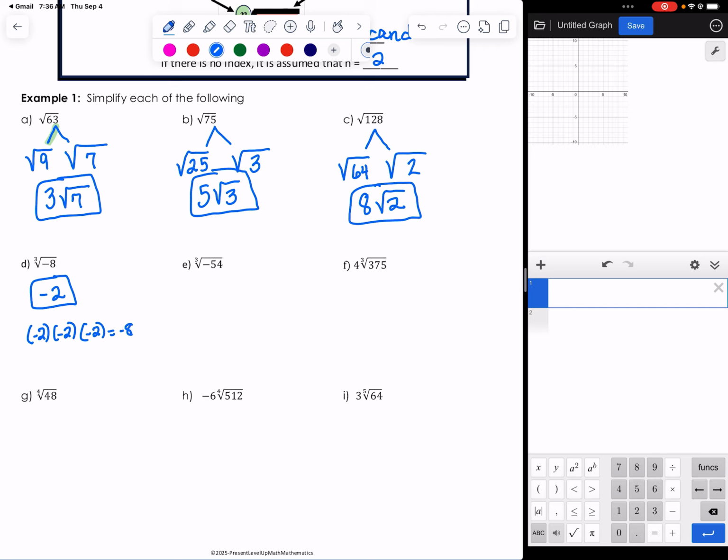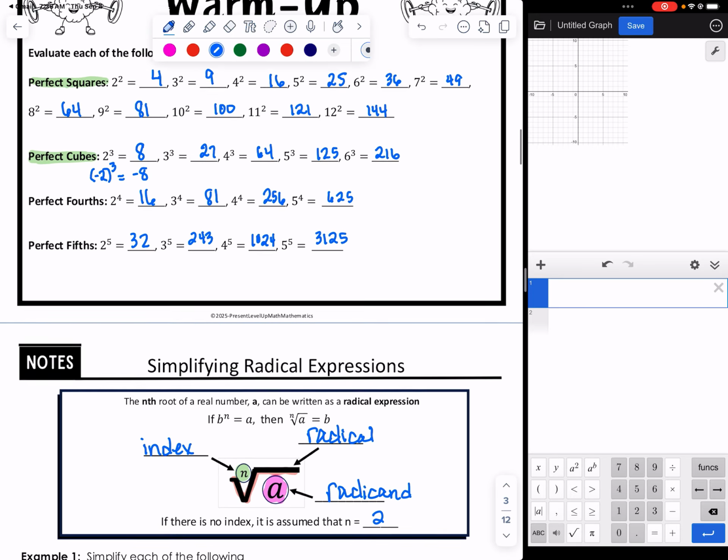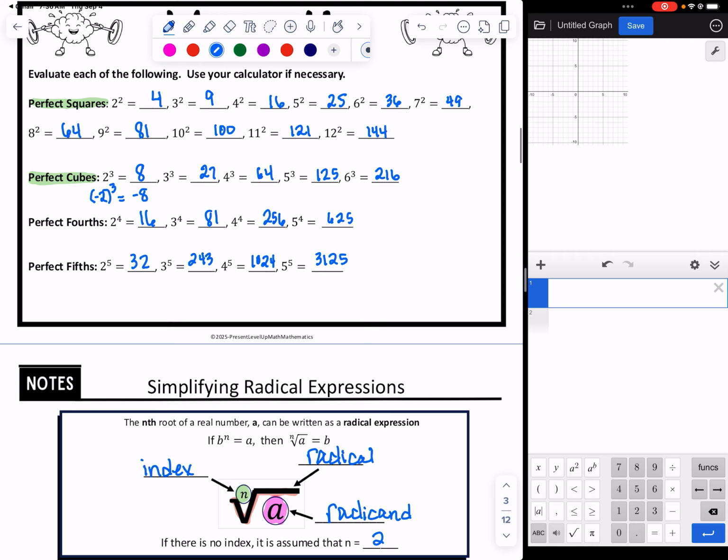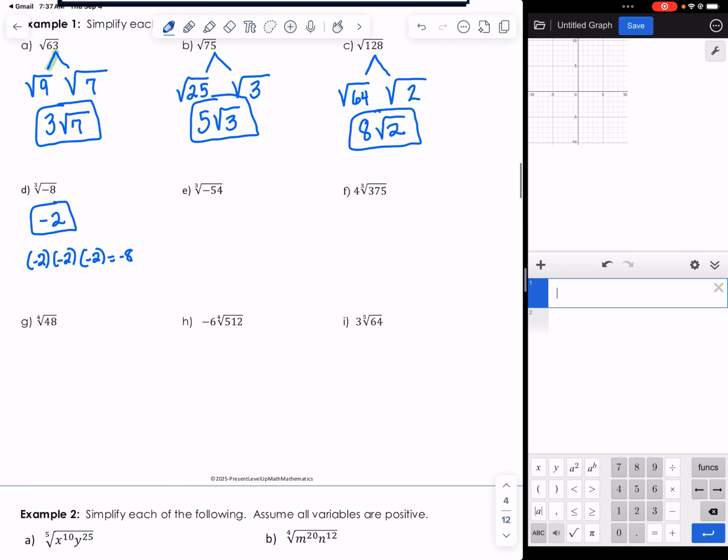All right, now the cube root of negative 54. If I go back to my list of perfect cubes, I want you to know that 54 is not in that list. So I need a perfect cube that will be a factor of 54. And I notice that 27 times 2 would give me 54. So I'm going to use the cube root of 27 to simplify the cube root of negative 54.